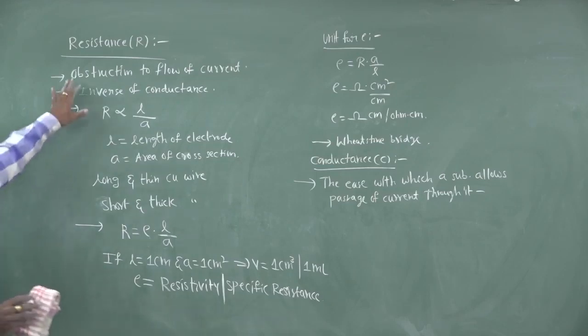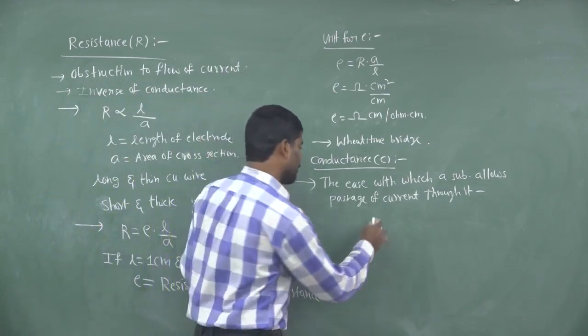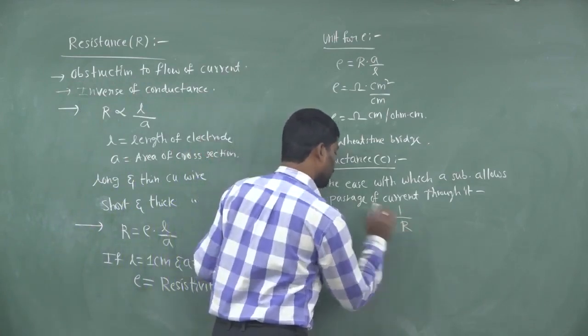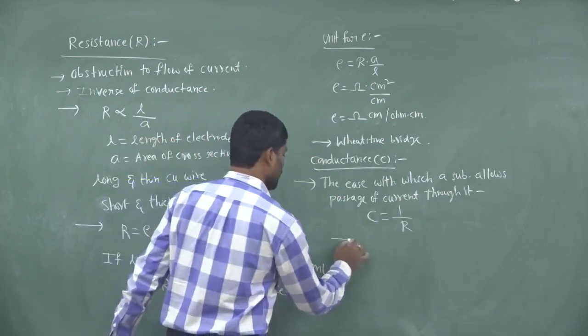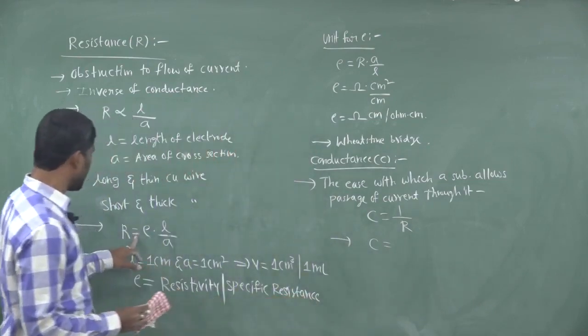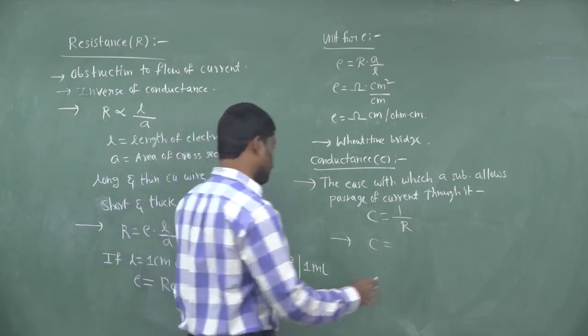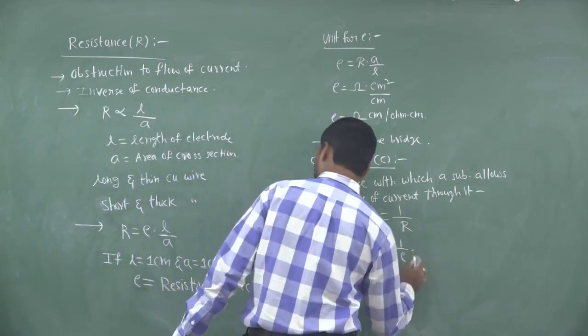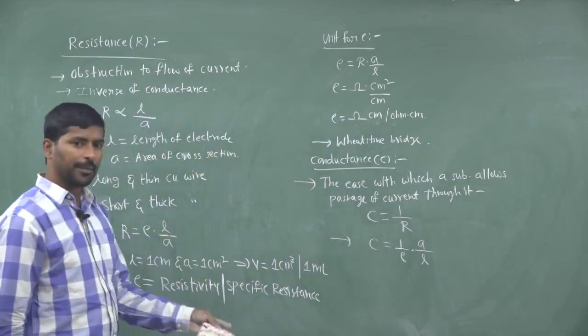If we have more obstruction to flow of current, smaller is the conductance. So C is nothing but reciprocal of resistance. C is equal to 1 by R. What is the expression for R? Rho into L by A. If you take inverse of R, we get 1 by rho into A by L.